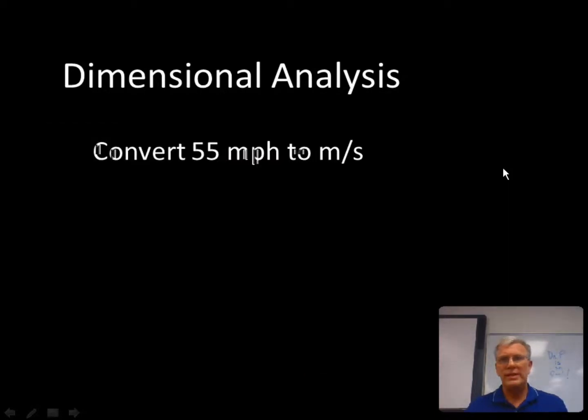But what if we did a conversion like this, or if you were asked to do a conversion like this? Convert 55 miles per hour into meters per second. Well, King-Henry breaks down at that point. So in order to make a conversion like this, we're going to use what's known as dimensional analysis.